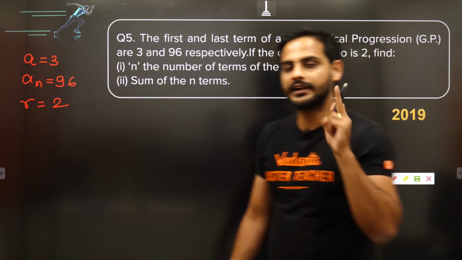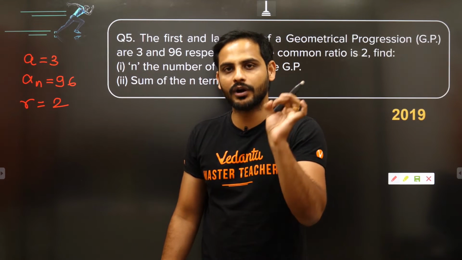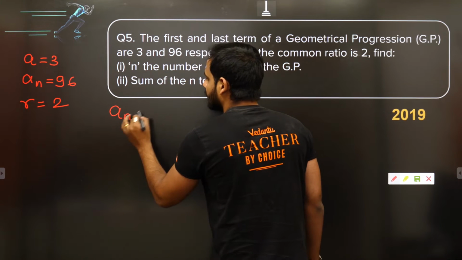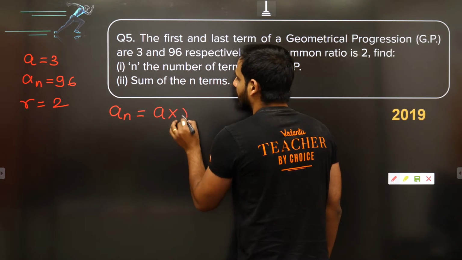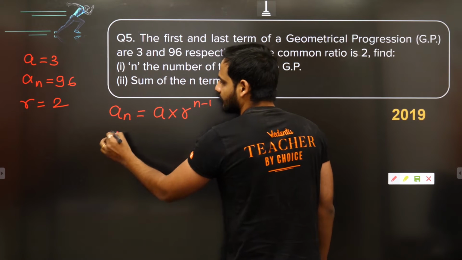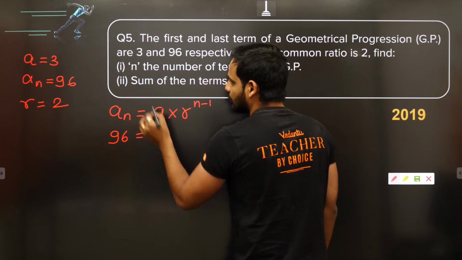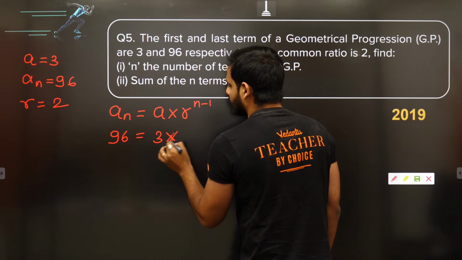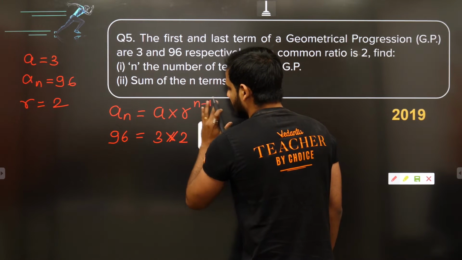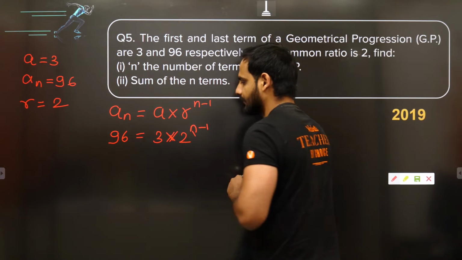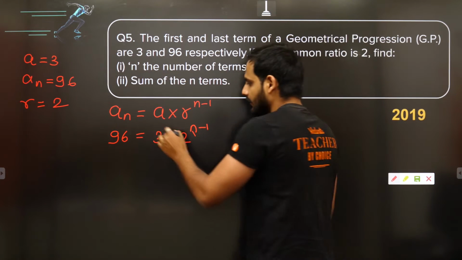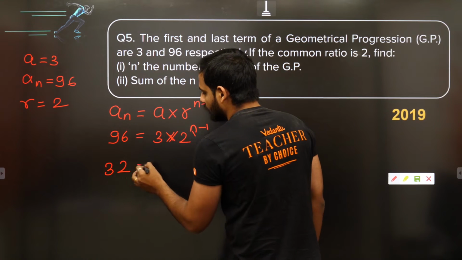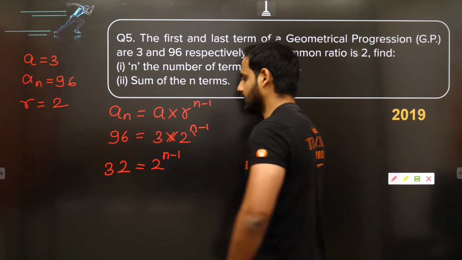Okay? Now you know that in a geometric progression, the nth term is a into r raised to the power n minus 1. So an will be a into r raised to the power n minus 1. An is given as 96, which is equal to a, which is 3, into r, which is 2, raised to the power n minus 1. Now beta, if I shift this 3 over, 96 upon 3 will be equal to 32, which is 2 raised to the power n minus 1.